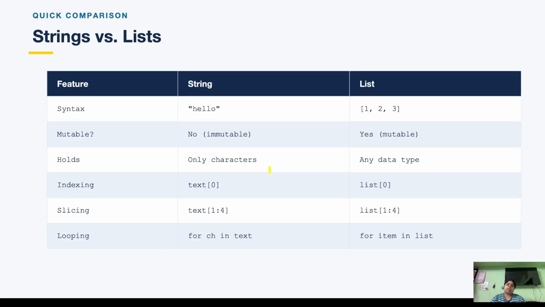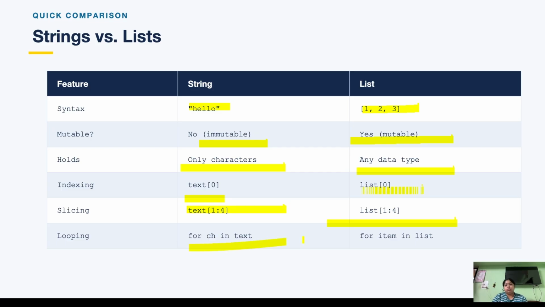Now let's talk about strings and lists. A string is a sequence of characters. A list is a sequence of different items, strings, numbers, mixed values. A string is immutable, but a list is mutable. Strings hold only characters, lists hold any data type. Text 0 and list 0: both have the properties of indexing, slicing and looping, in different ways but somewhat similar.